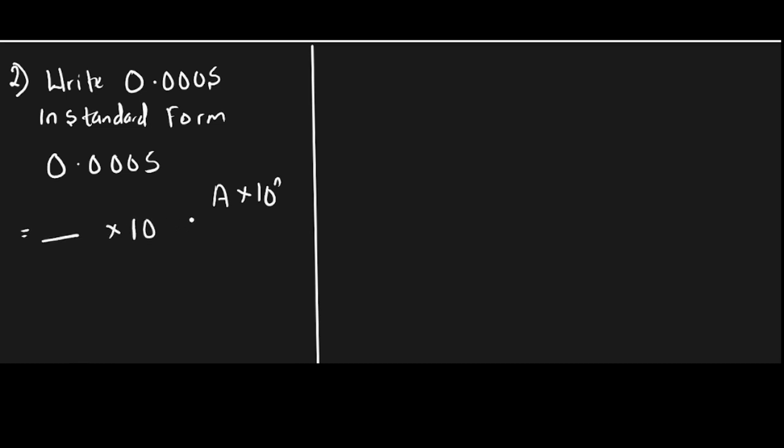Now, it is just easy. What we need to do is shift this decimal point here. We have 0.0005. We shift this decimal point so that we can have a number between 1 and 10, because A is a number between 1 and 10. If we shift here, no, it's not a number between 1 and 10. Then here, that means you can have 5 point, and this is the same thing as 5.0.